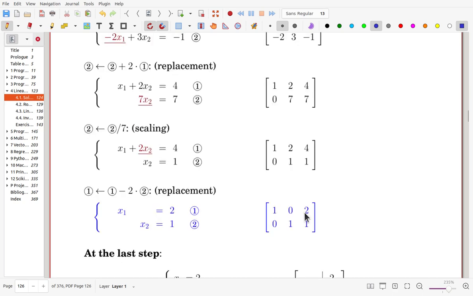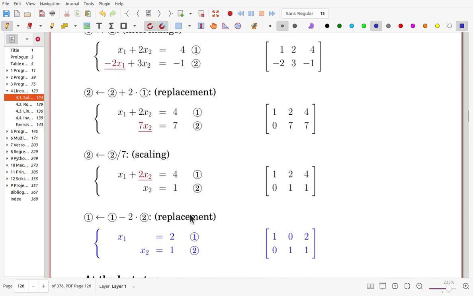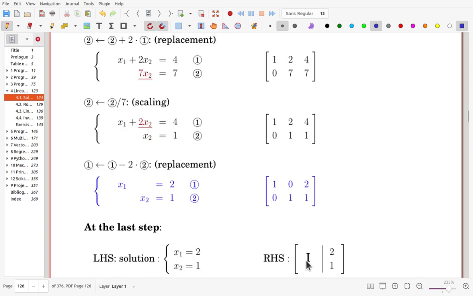Okay, we go back to the top. We start with an augmented matrix. So it is the augmented matrix of the system. And start with this one. Now we apply the elementary row operations, interchange, replacement, scaling, again replacement, so that this portion is changed into the identity, and now this extra column becomes the solution. Okay.